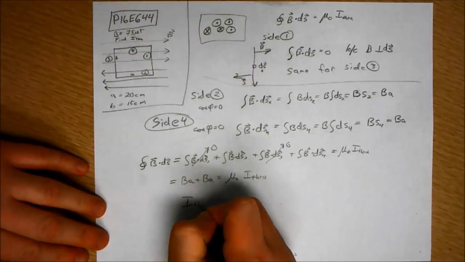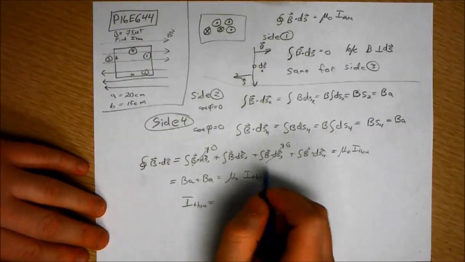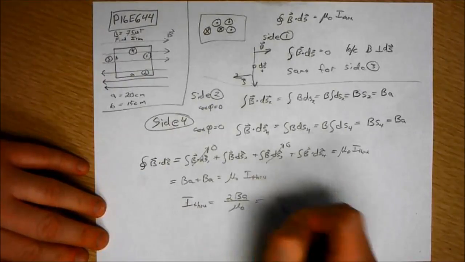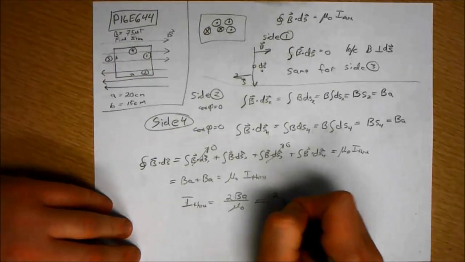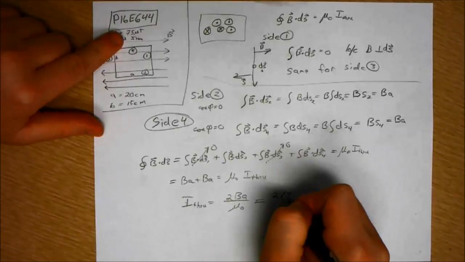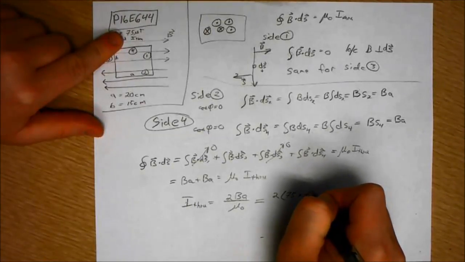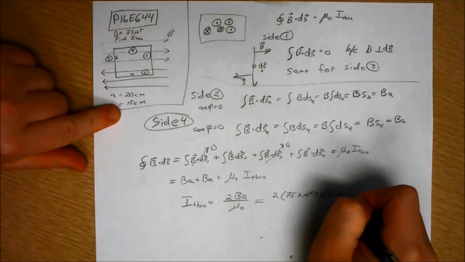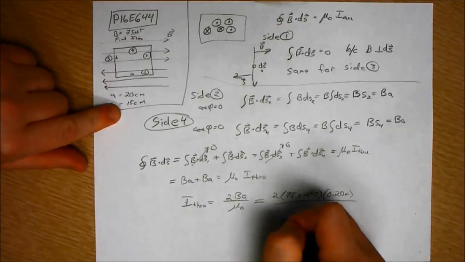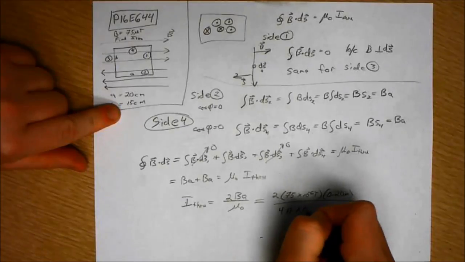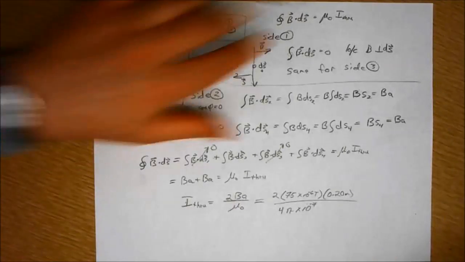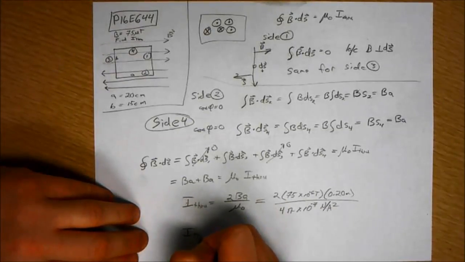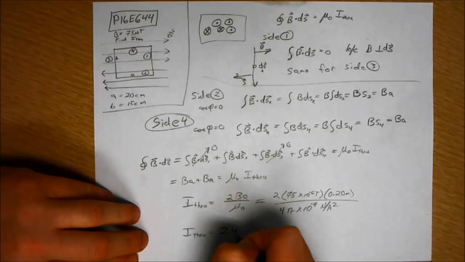So I through is equal to 2BA over mu naught. If you put in the numbers, that's 2 times 75 times 10 to the negative 6th Tesla times 0.20 meters over mu naught, which is 4 pi times 10 to the negative 7th newtons per ampere squared. I through then is 24 amps.